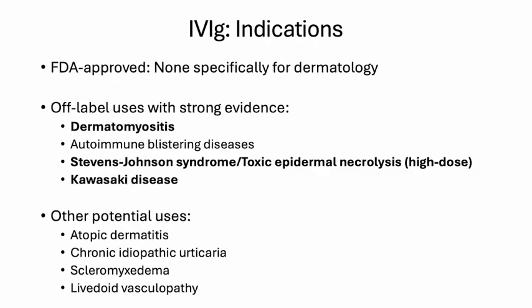While IVIg doesn't have FDA approval specifically for dermatological conditions, it's widely used off-label in our field. The strongest evidence supports its use in dermatomyositis, autoimmune blistering diseases like pemphigus, Stevens-Johnson syndrome, and toxic epidermal necrolysis, and Kawasaki disease. There's also emerging evidence for its use in conditions like atopic dermatitis, chronic idiopathic urticaria, and scleromyxedema.